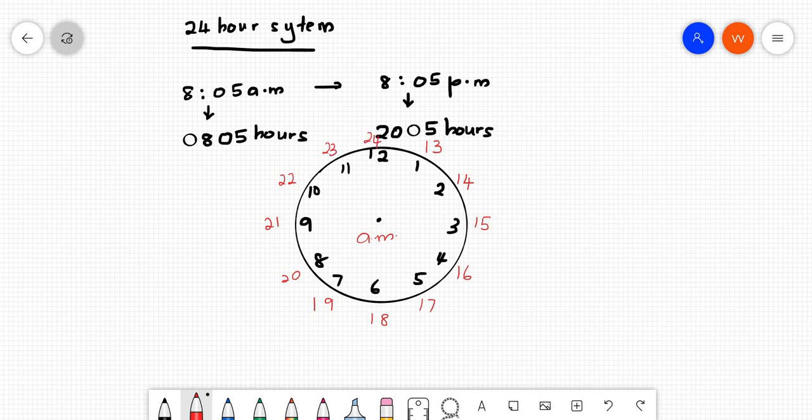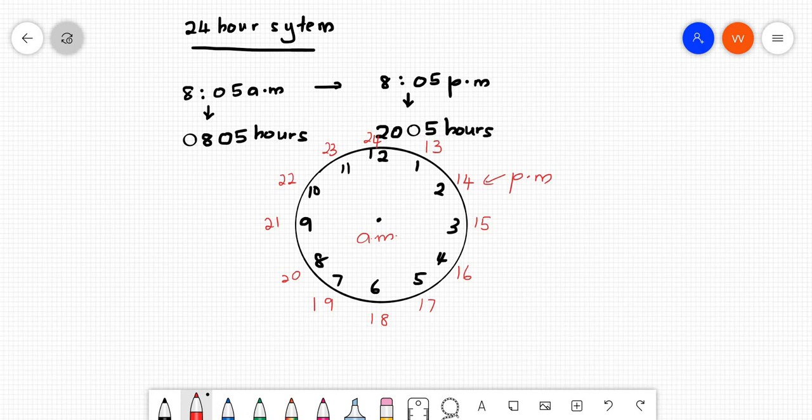The time that we write after the clock, the time we write in red color here. Can you see the time we write in red color? 13, 14 outside the clock. It shows you PM time.